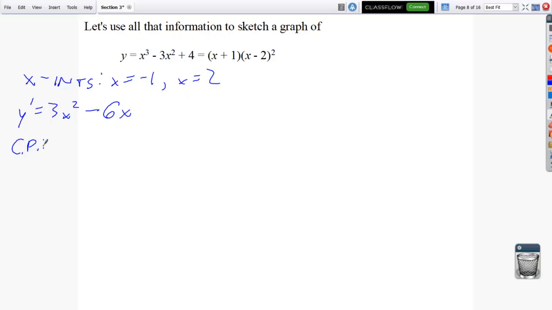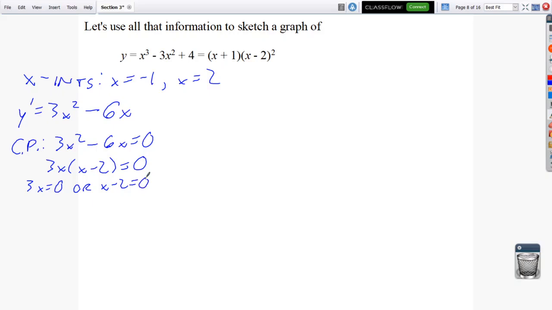So critical points are going to be where the numerator equals 0 or the denominator equals 0. Here I can see the denominator of my fraction is 1, so 1's never going to equal 0, but I can set my numerator equal to 0, and I can even further factor stuff out. So I got 3x times the quantity x minus 2 is equal to 0. I have my two critical points where 3x equals 0 or x minus 2 equals 0. So my two critical points are x equals 0 and x equals 2. Awesome.